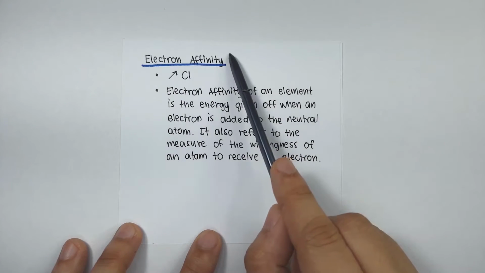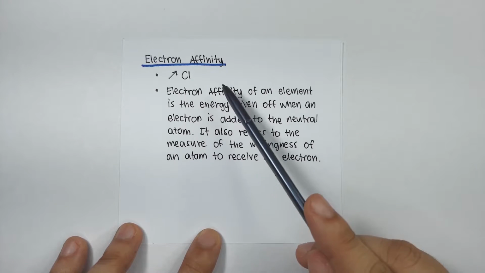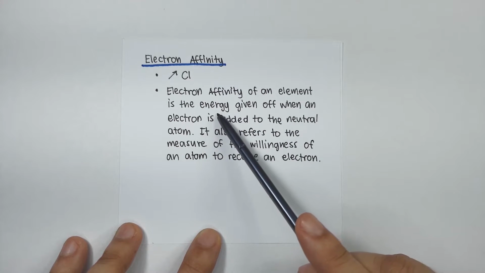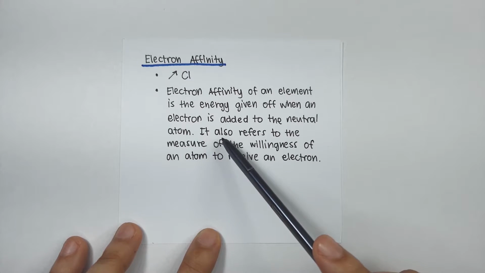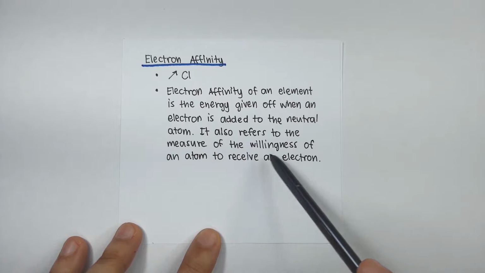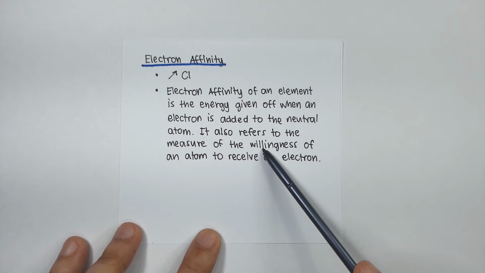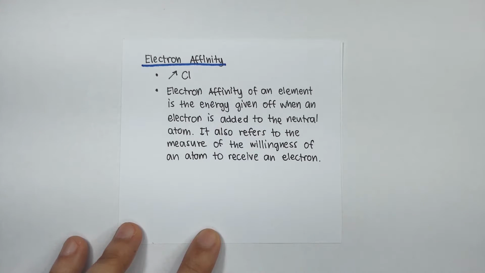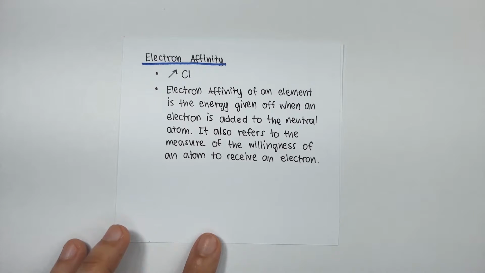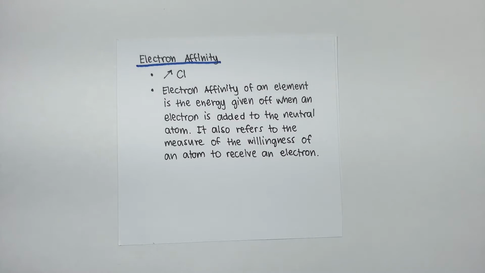Next is yung electron affinity, so increasing upward to the right. And by definition, electron affinity of an element is the energy given off when an electron is added to the neutral atom. It also refers to the measure of the willingness of an atom to receive an electron. Okay, so it talks about the willingness of an atom to receive an electron, and it also talks about energy. So just remember na kung mas malakas yung attraction of electron to the atom, mas greater din yung energy released.